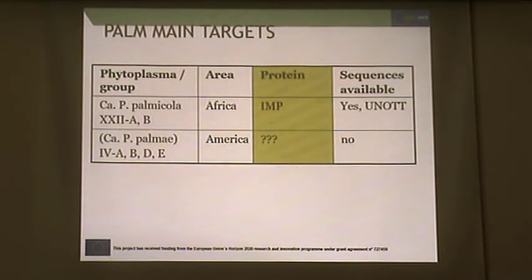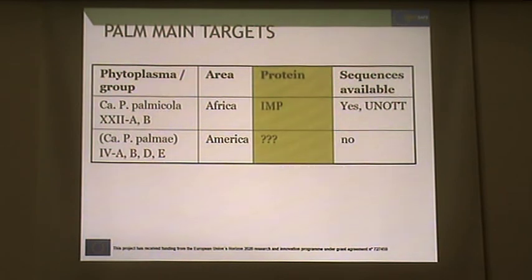For palm, as we heard yesterday, the phytoplasma palmicola, which is in Africa, has the IMP protein, and Matt told me that together with Ghana they had this sequence, so that's good. Then for the 4 group, I didn't understand well which subgroups they were, sorry Carlos, but is it right, because I was not sure. So for the protein, does anybody know which one it is, and if there is one?